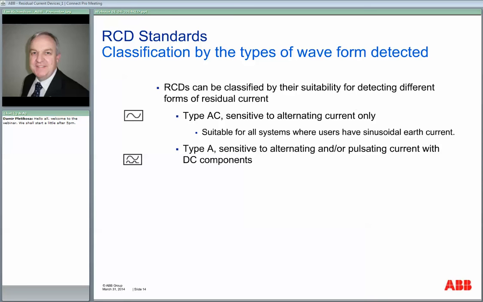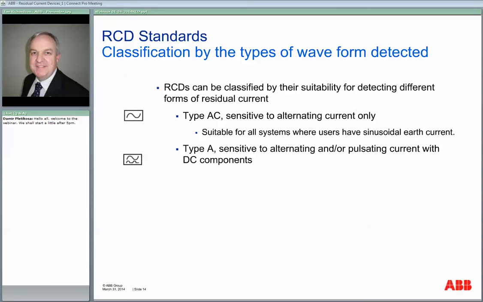If you've got a Type AC device and you get an earth fault with this pulsating DC, then the device may not actually see it, because the technology inside the device won't actually do that.